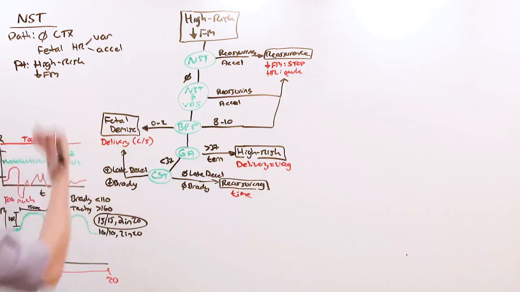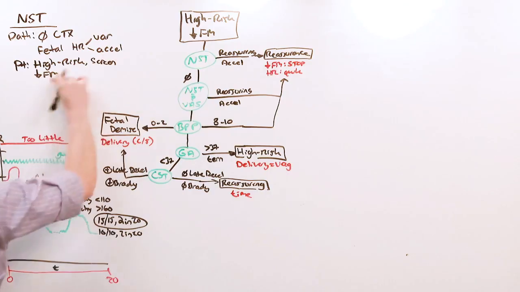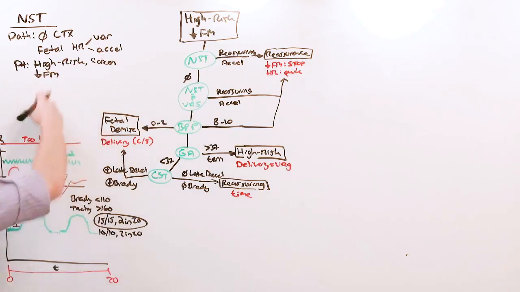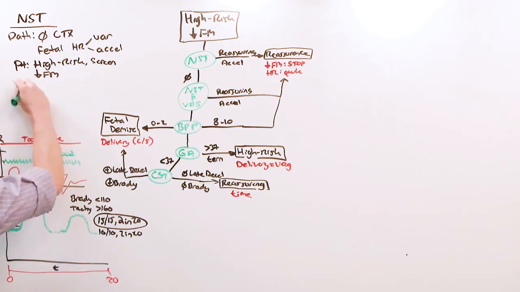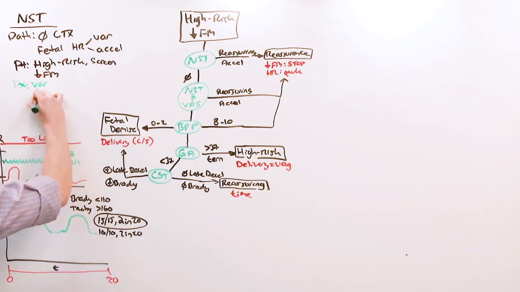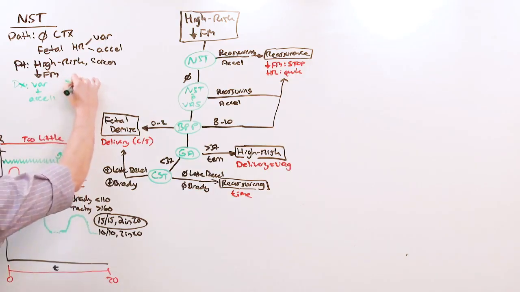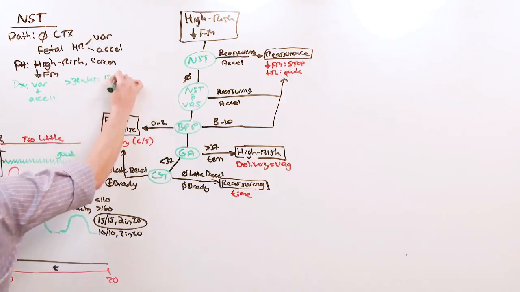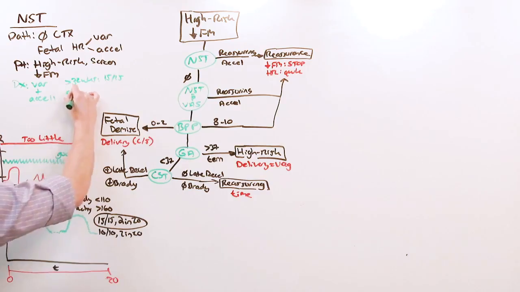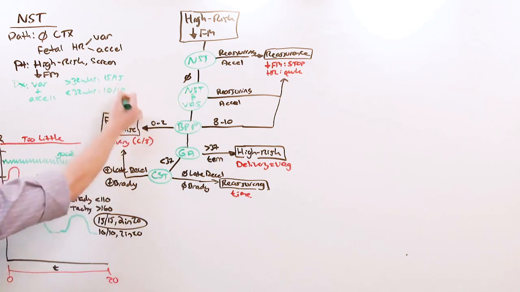High-risk patients will be screened before there's a problem. Decreased fetal movement is in response to what mom feels. The diagnosis is going to be made using variability and accelerations. If you are greater than 32 weeks, it's 15-15. If you're less than 32 weeks, it's 10 and 10. Both are 2 in 20.